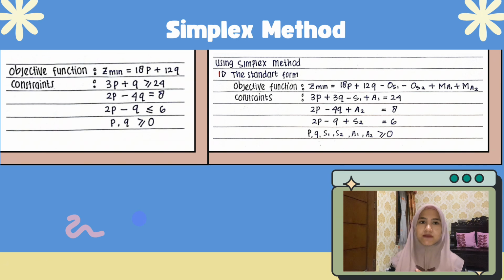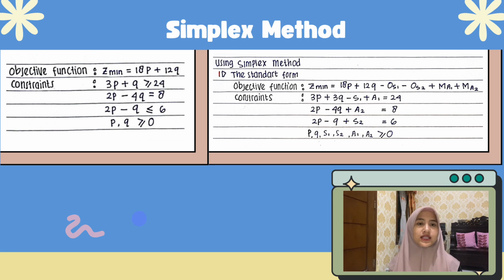In the third problem, this time we are faced with a minimization problem. The objective is to find the smallest value of the function z min equal to 18p plus 12q, and the first constraint 3p plus 3q is more than or equal to 24, second 2p minus 4q is equal to 8, third 2p minus q is less than or equal to 6, with p, q more than or equal to 0. We change it to standard form so that the simplex method can be applied.